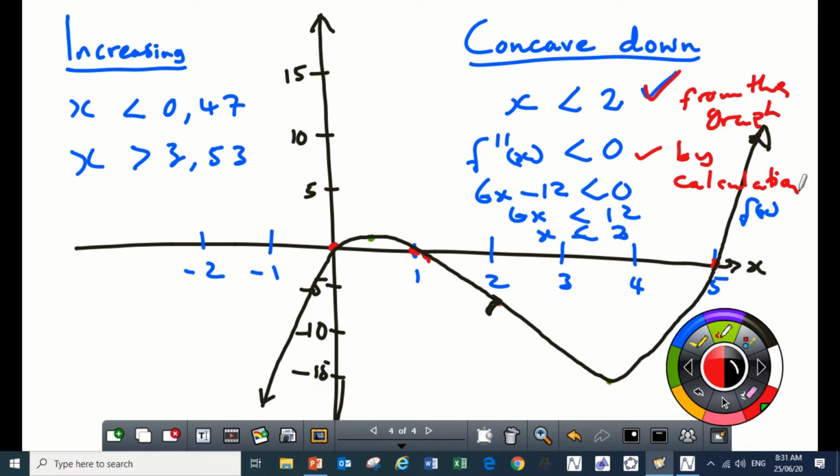So in an examination, if you just write the answer x is less than 2 for concave down, if the question is 3 marks, you deserve all 3 marks without any working out. You get your full marks. But if you can't determine it from the graphs, then use this inequality to help you a lot, to make things easier.